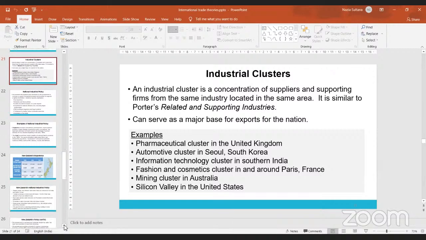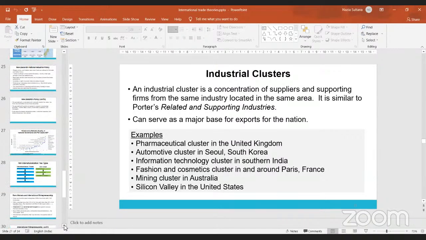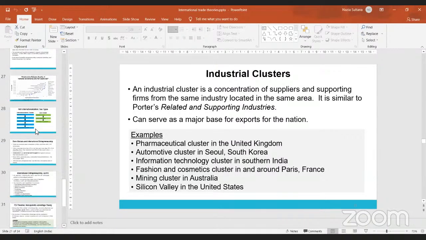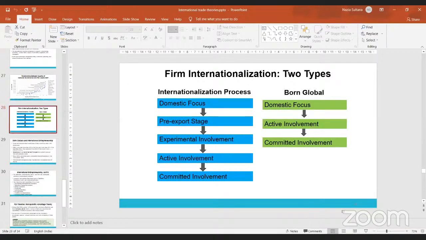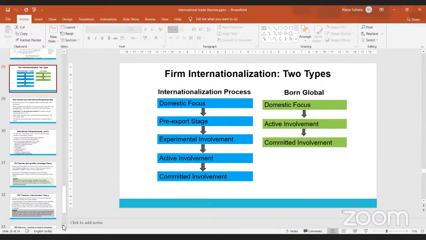The next theory that you have is in relation to firm internationalization. How can firms think about internationalization? Going international is a process. It's not a one-time activity. You just cannot go international in one go. So when you have the process of internationalization, it depends upon where you are. Are you born global, or what is the process of internationalization that will happen?